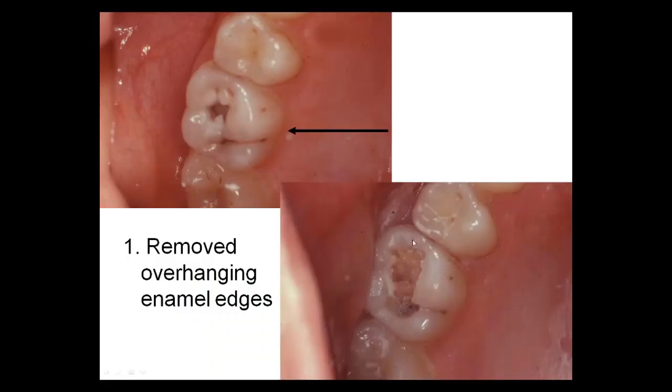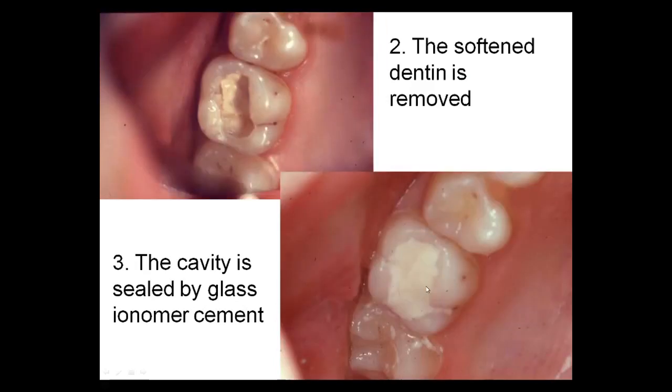Caries cavity. Next, after applying the gel, the walls of the caries cavity soften; first the overhanging enamel edges are removed, then softened dentin in the depths of the caries cavity is also removed, and after that we may use only one filling material, glass ionomer cement, because it has fluoride for prevention of recurrent caries.